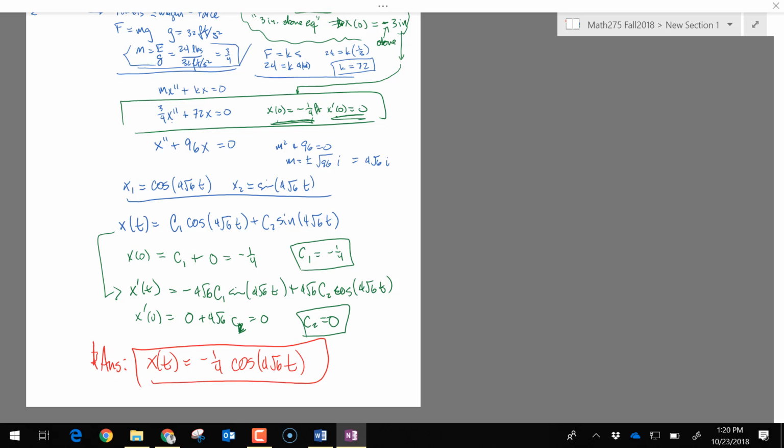So this is the position of the spring at any time. If they ask you more questions, like when the spring is going to have its highest point or its lowest point, you can just plug in or set them equal to whatever. Okay. Any other questions?